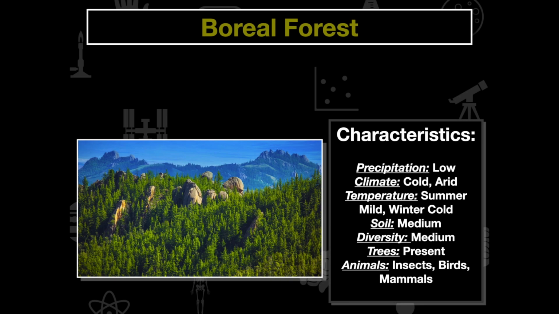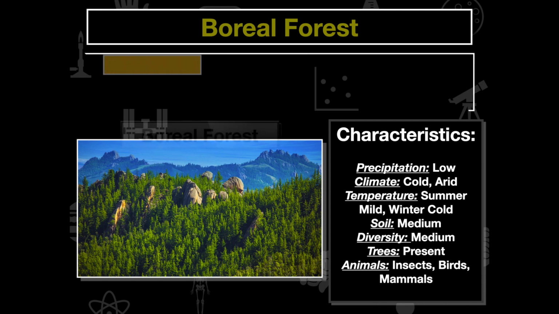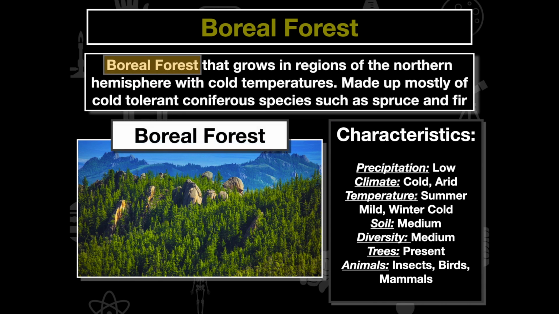Now the next biome that we're going to look at is the boreal forest. The boreal forest is one that grows in regions of the northern hemisphere with cold temperatures. It's made up of mostly cold-tolerant coniferous species such as spruce and fir. If we look at this, the precipitation is going to be low, and the climate is cold and arid depending upon what season it is. Summer is mild, but the winter is also cold. We have a medium quality of soil, diversity is somewhat medium, trees are definitely present, and we're also going to see insects, birds, and mammals.